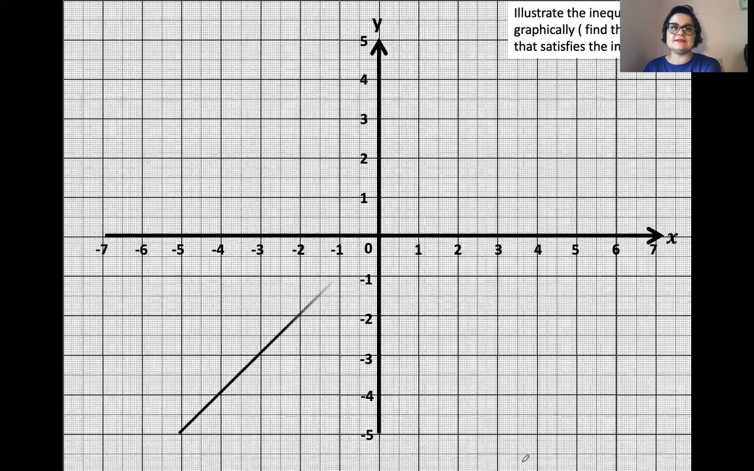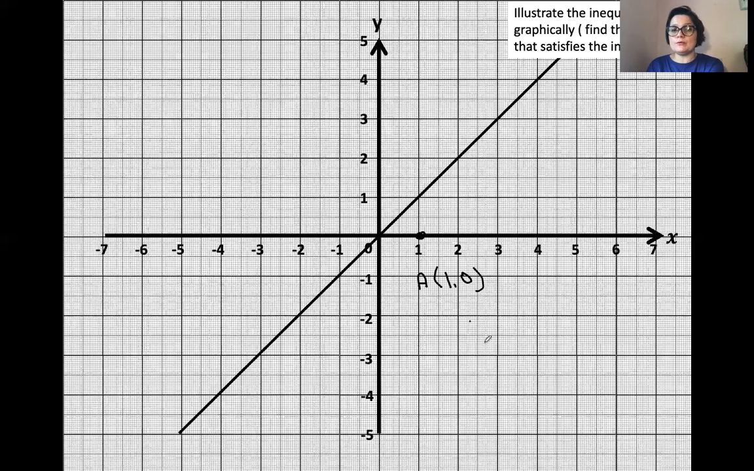Let's have a look at another example here. Illustrate the inequality y smaller and equal than x. So this is going to be a solid line, y smaller and equal than x. Now let's find which region is the wanted and which one is the unwanted. So I would advise you to take a point on the x. So this one here, I'm going to call it A. Coordinates of point A are 1 and 0. So let's substitute 1, 0.